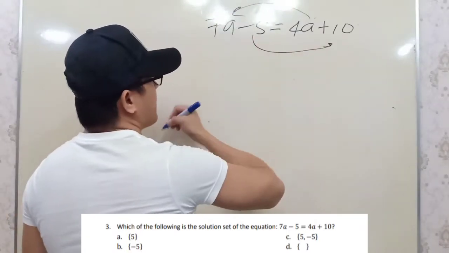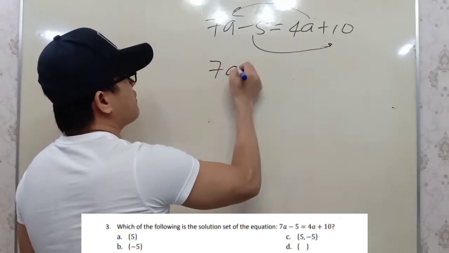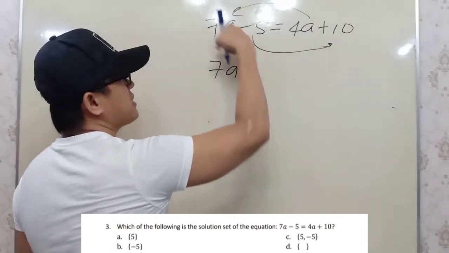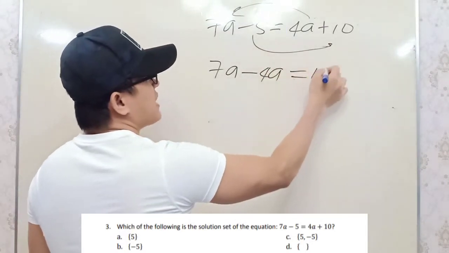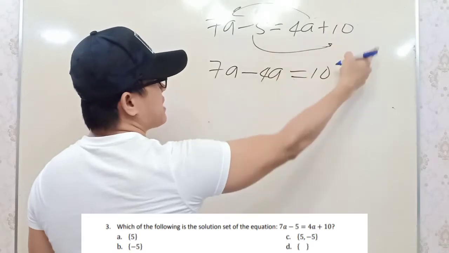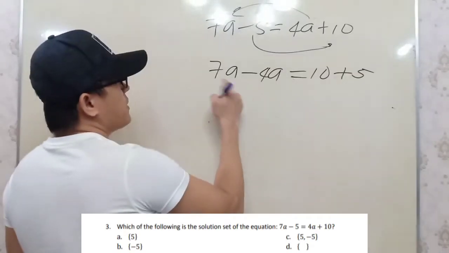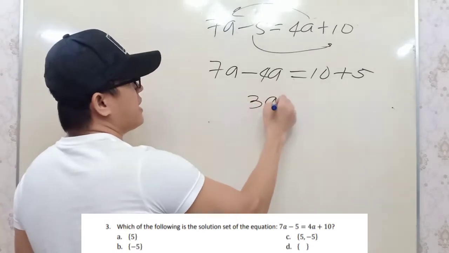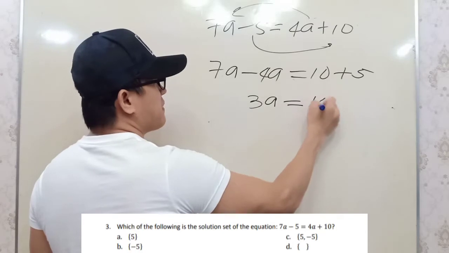And 5 will be put in the other side also. Transpose natin, so mag-change yung sign. So 7a, copy natin, and then 4a is changed here. That becomes negative 4a kasi positive siya dito. And then retain si 10, and then change natin si 5 the other side. That becomes positive 5 kasi negative siya dito. So, we have 7 minus 4, that is 3a, okay? And then, 10 plus 5, that is 15.